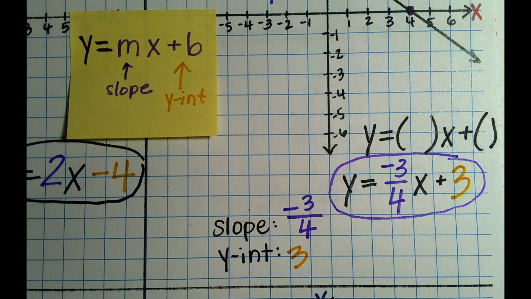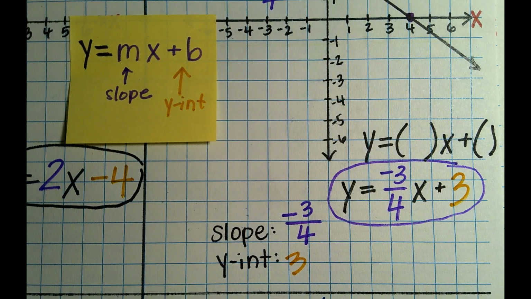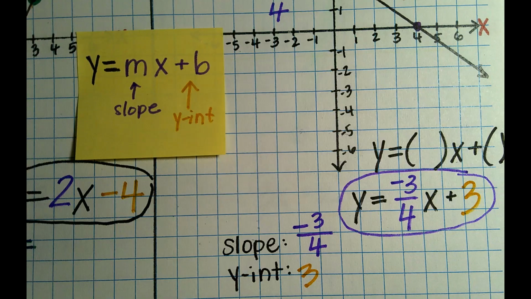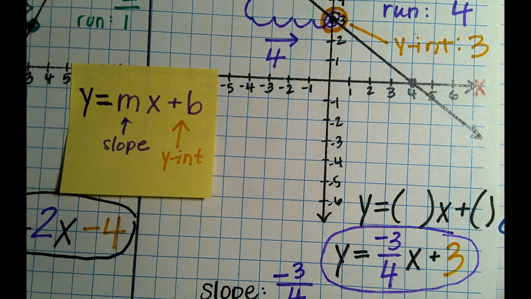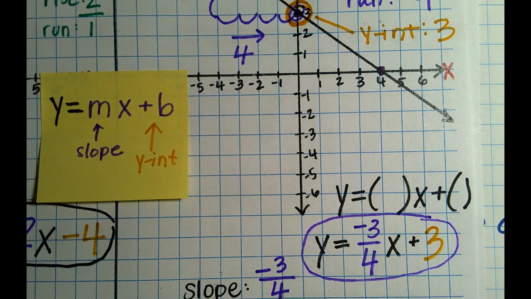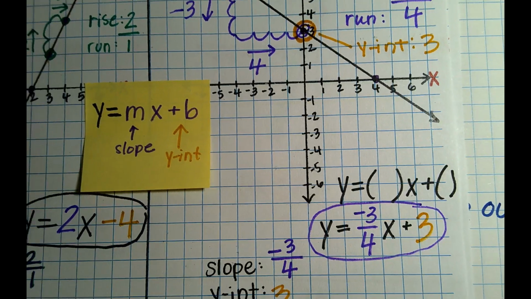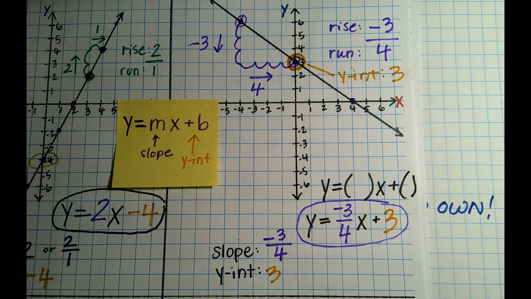Now, who would have thought that you would be able to look at a line and write all that? Pretty crazy. I think it's kind of cool. We've got our equation. That's pretty good. Okay, I'll leave this up for just a moment in case anyone is still copying that down.